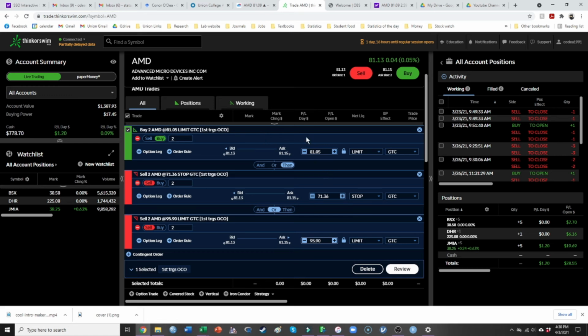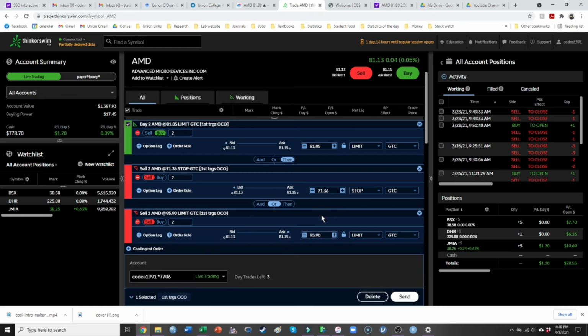So if this happens, then it's going to trigger these to open up. And which one, this OCO that says order cancels order. So if it stops out, then it also cancels this limit sell. If it does the limit sell, it cancels the stop loss. So what's going to happen here is this first one triggers, then one of those two is going to eventually happen.